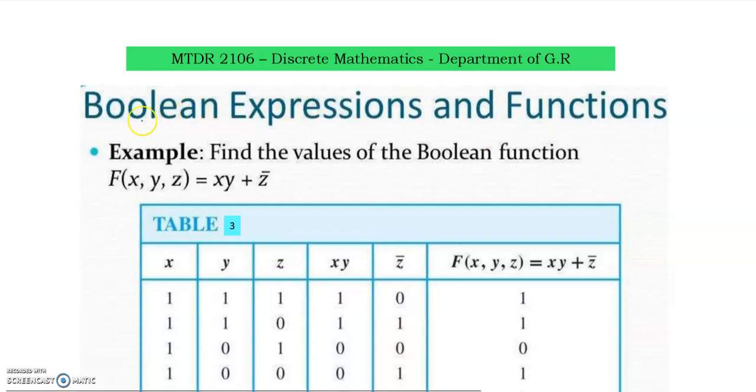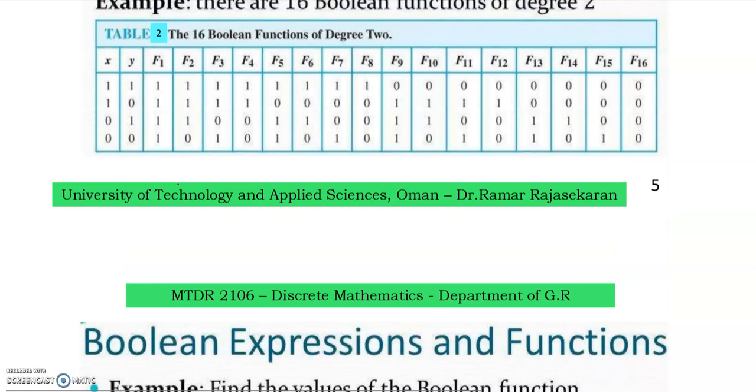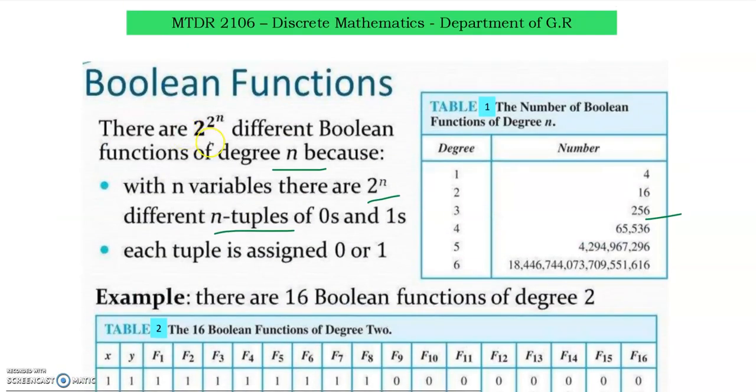Now you see this example. Find the values of the Boolean function. This is a given function. Now we are going to find all values of the given function here. Now how many variables here? 1, 2, 3. 3 variables.